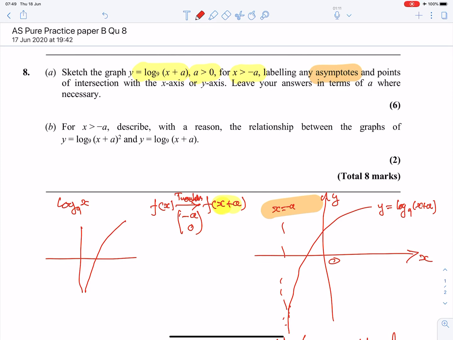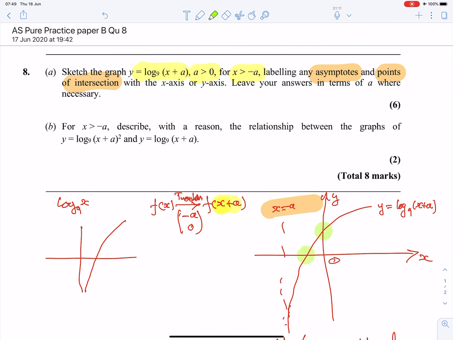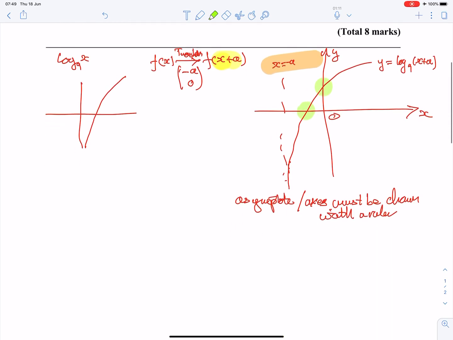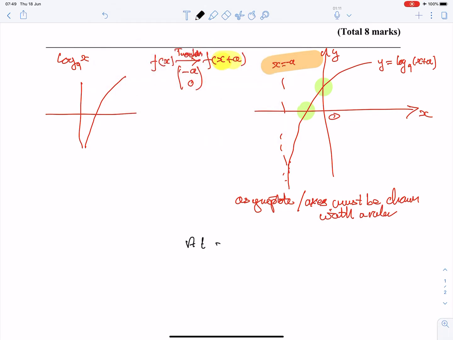Okay, and any points of intersection. So we've got 2 points of intersection, 1, 2. So those occur when at x equals 0, y is equal to log to the base 9 of 0 plus a. So that's going to be log to the base 9 of a. So that's that point there, log to the base 9 of a.